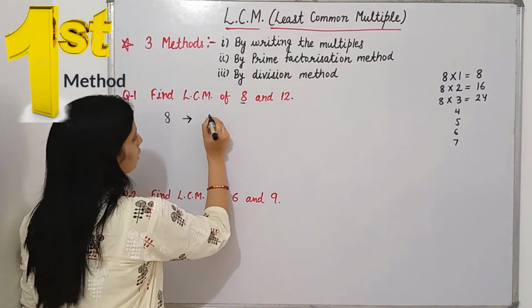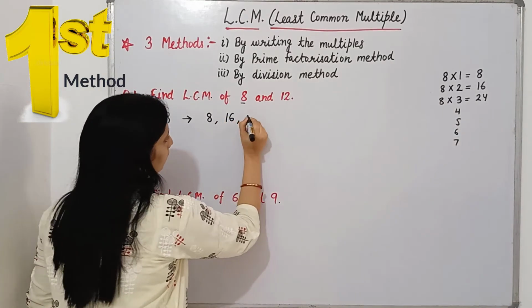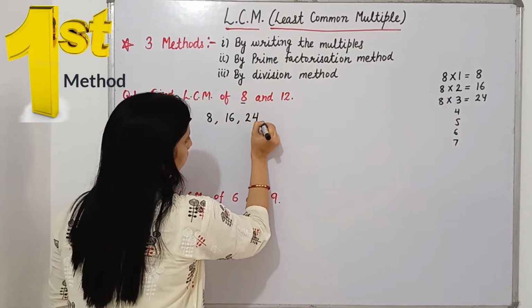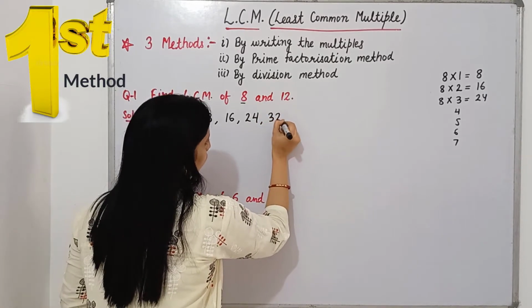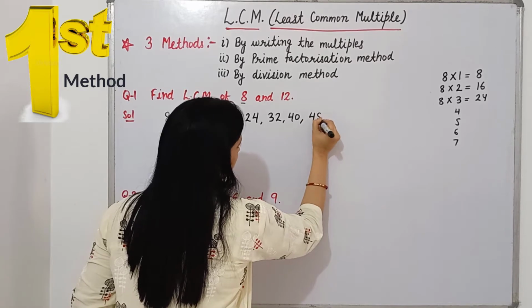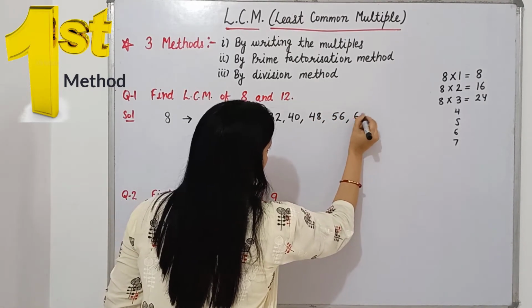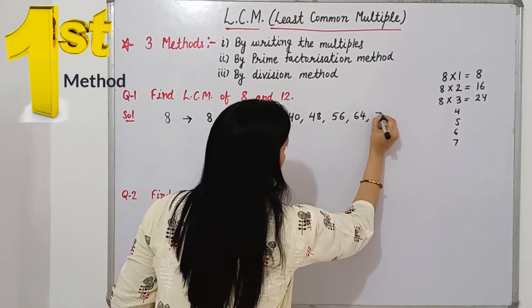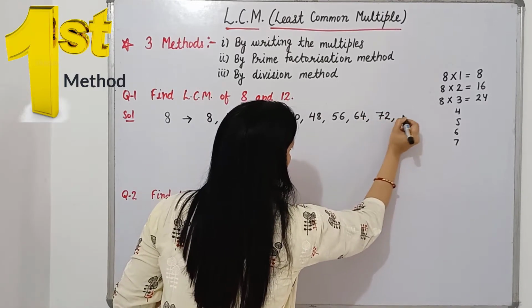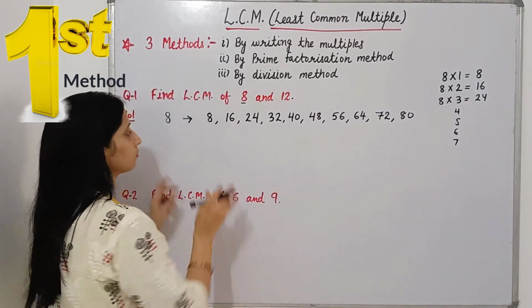So the multiples: first multiple is 8, then 16, then 24, 32, 40, 48, 56, 64, 72 and 80. So I am writing till here only.